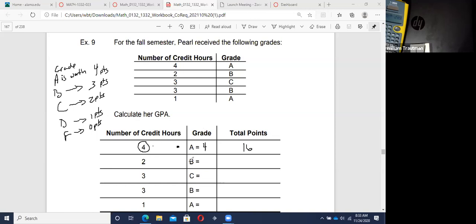Here, it's a 2 credit class. B's are worth 3 points. 2 times 3 is 6. Here, a 3 credit class, and I get a C. C is worth 1 point. 3 times 1 is 3.